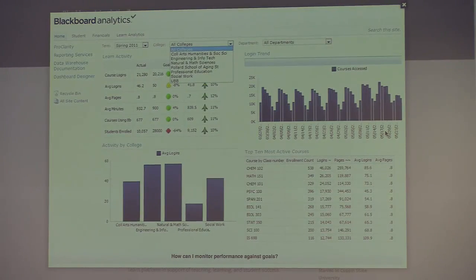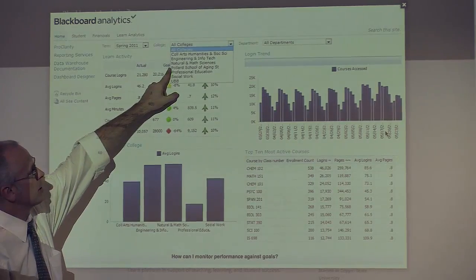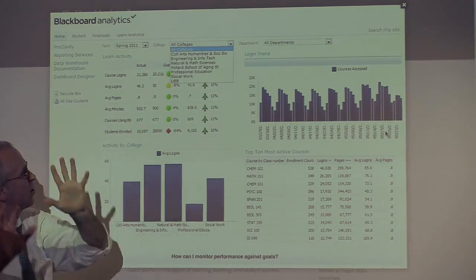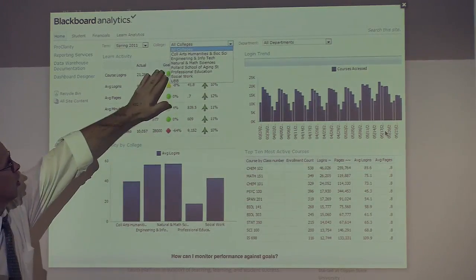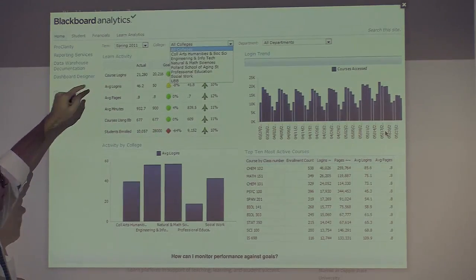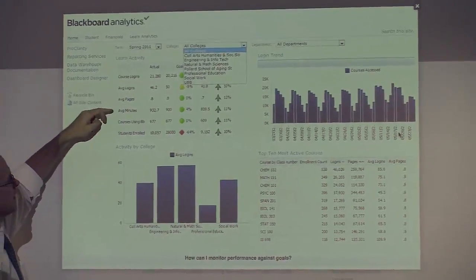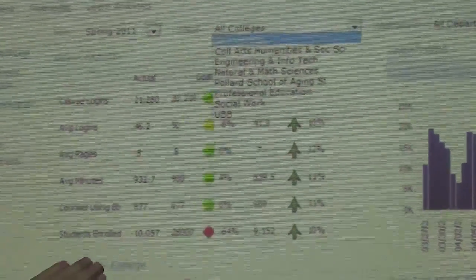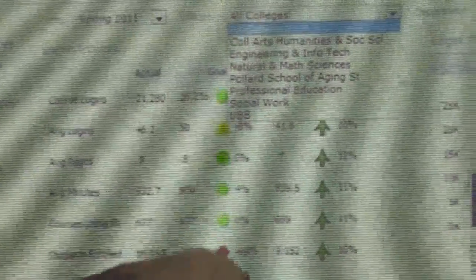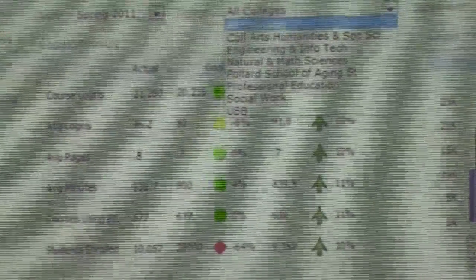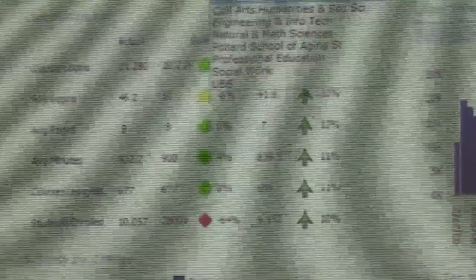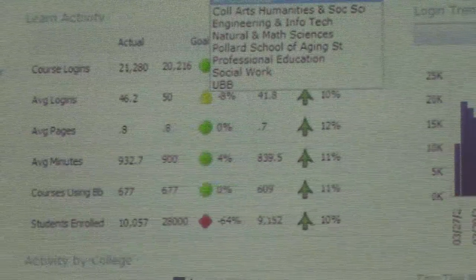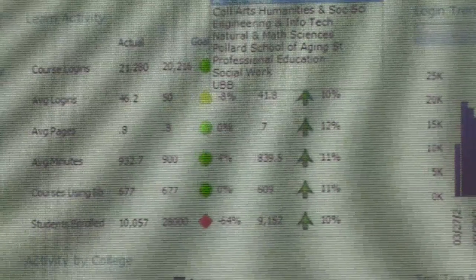There's a bunch of stuff happening here. So here's some kind of goal that's been set back behind here. I'm sure you can't read this in the back, but goals that have been set for course logins, average number of pages visited, average minutes spent there, the number of courses actually using Blackboard, number of students enrolled, and you can see there's a green, yellow, red, kind of giving you some indication of whether you're hitting the goals for the average number of page views that you set for students in your class.